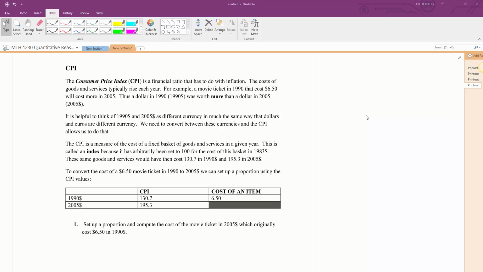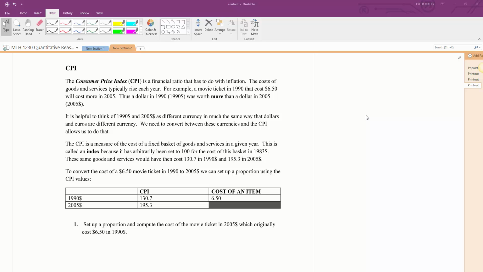If we read the first couple of sentences here, it says the consumer price index, called CPI, is a financial ratio that has to do with inflation. We're told that the cost of goods and services typically rise each year. For example, a movie ticket in 1990 that cost $6.50 will cost more in 2005. This is a fairly safe assumption to make, that costs keep rising each year.